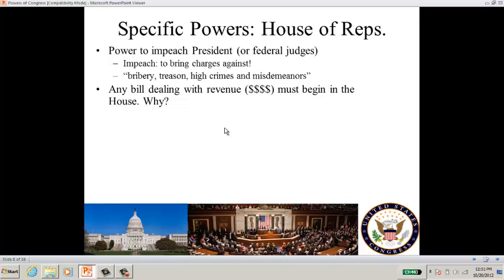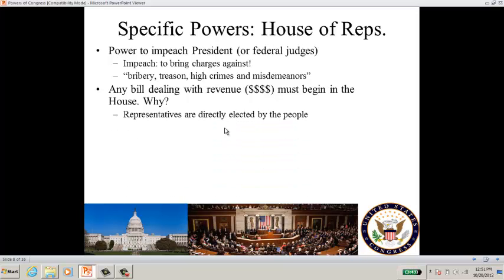This is an important power that you need to know about the House. Any bill dealing with revenue, and by revenue we mean money. So if Congress wants to raise taxes, spend money, or borrow money, that bill must begin in the House of Representatives. No senator can introduce a bill dealing with revenue. It has to start in the House. It's ultimately going to have to pass the Senate, but it must begin in the House.